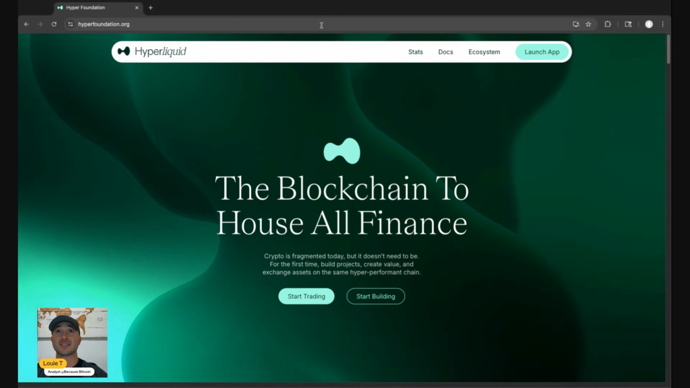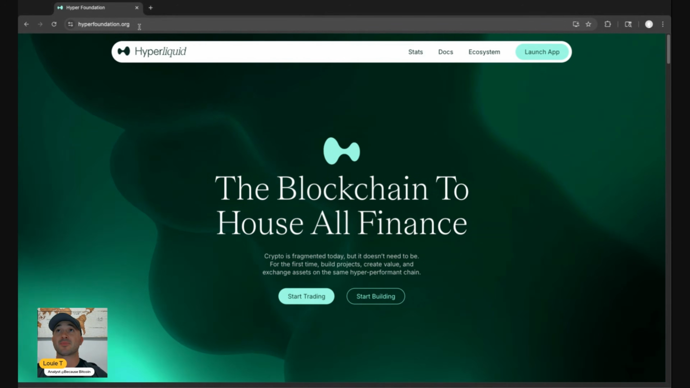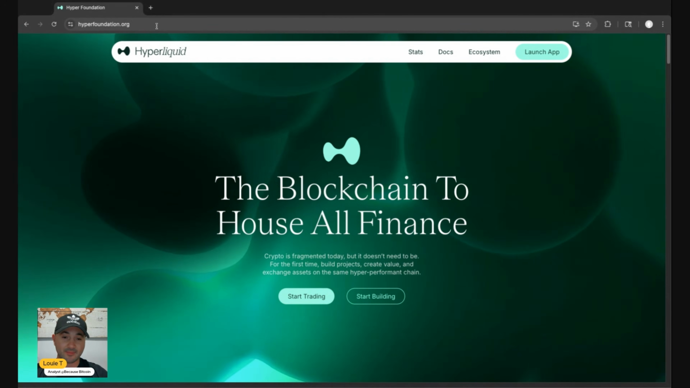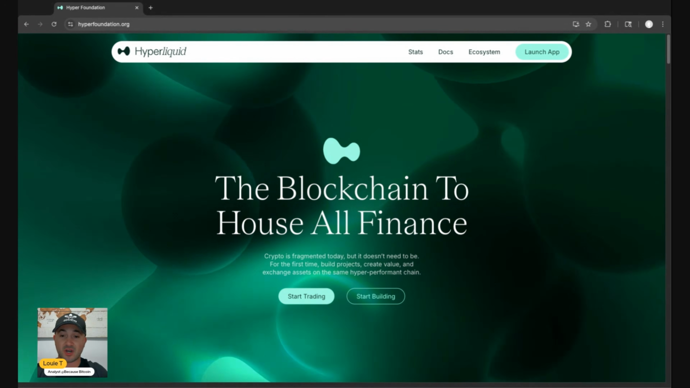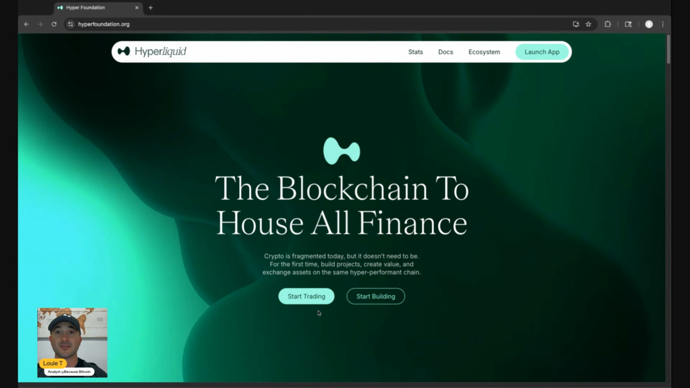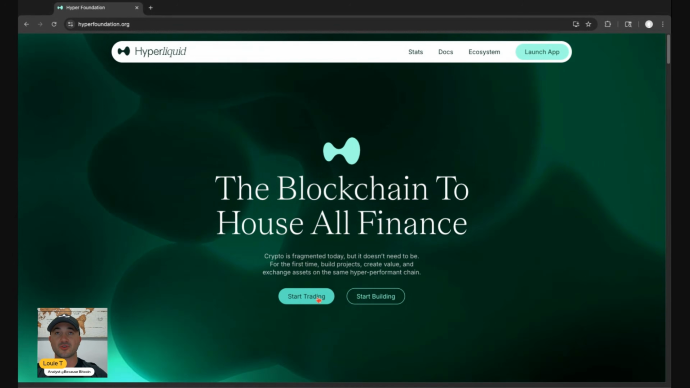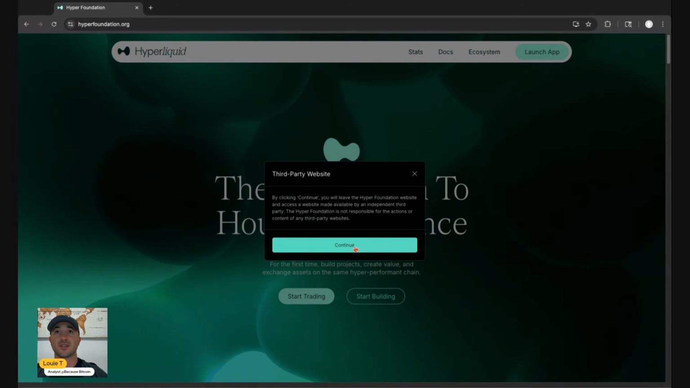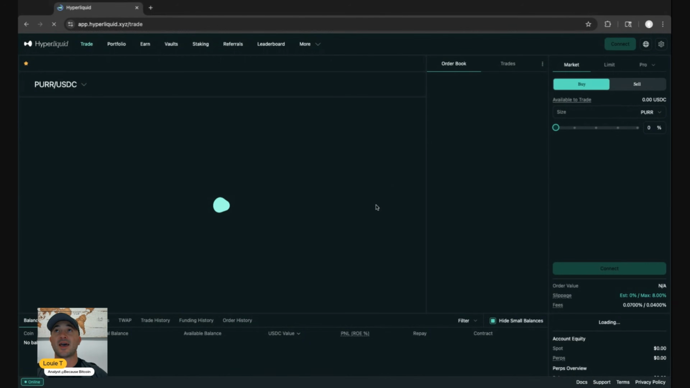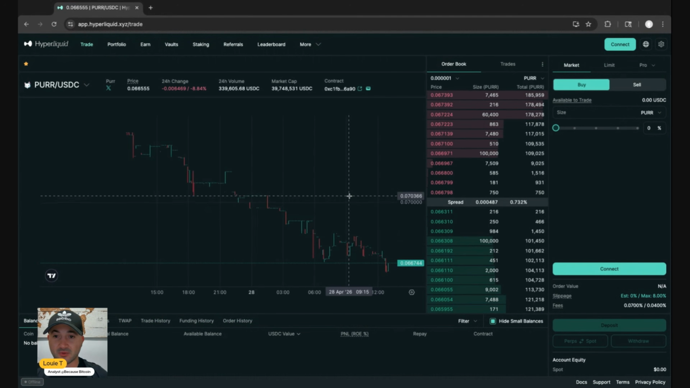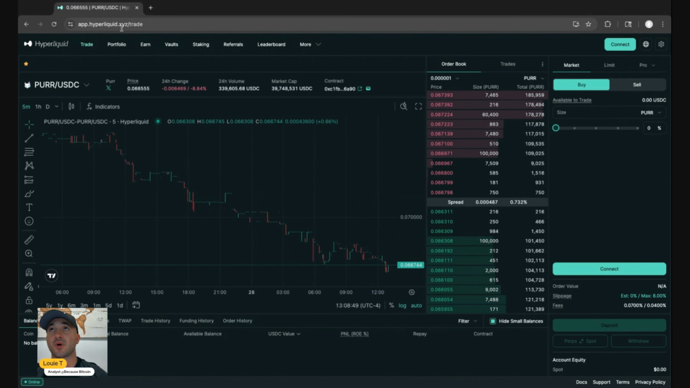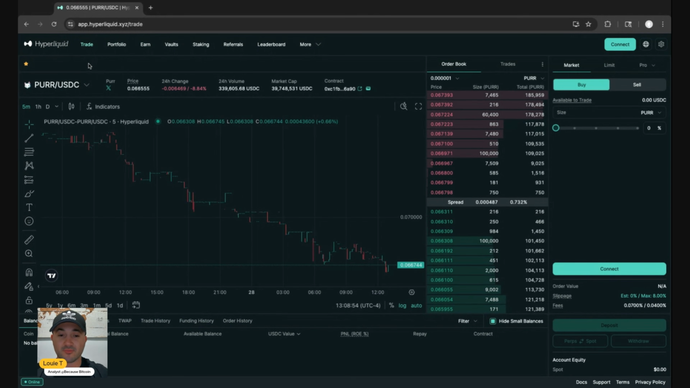So believe it or not, it's not hyperliquid.com. It's actually hyperfoundation.org, because Hyperliquid is also a decentralized product. So once you get here, you're going to want to hit start trading, continue, and that will take you to the actual exchange, hyperliquid.xyz/trade. So I guess you could enter that right into your browser as well.